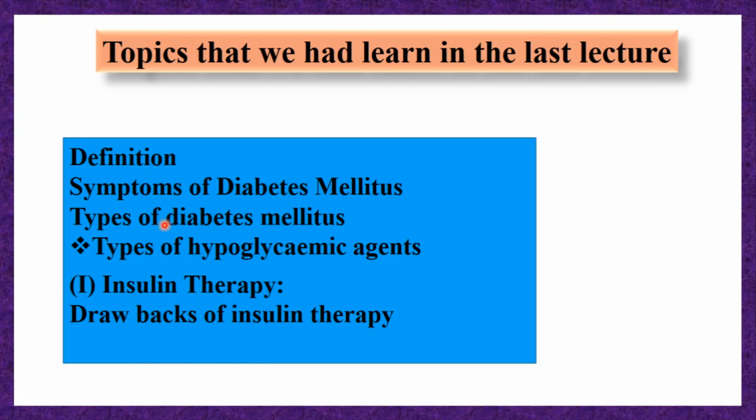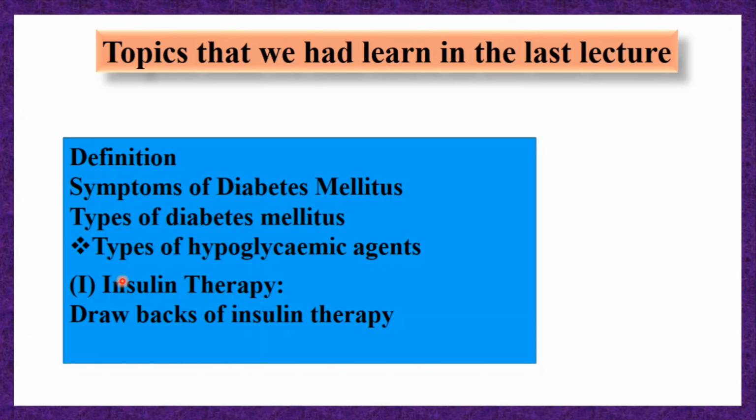Then again, in the last lecture we had learned the types of hypoglycemic agent. So the first type is insulin therapy. Insulin is one of the hormones, consisting of two polypeptide chains having 21 and 30 alpha amino acids, which are held together by disulfide S-S linkage. Insulin is mainly extracted from bovine, beef, and pork from porcine insulin and then purified by crystallization.